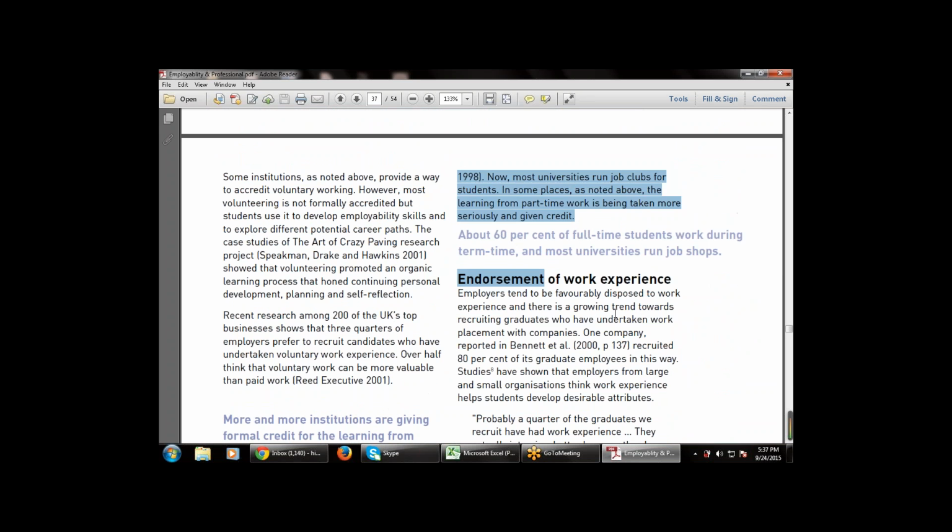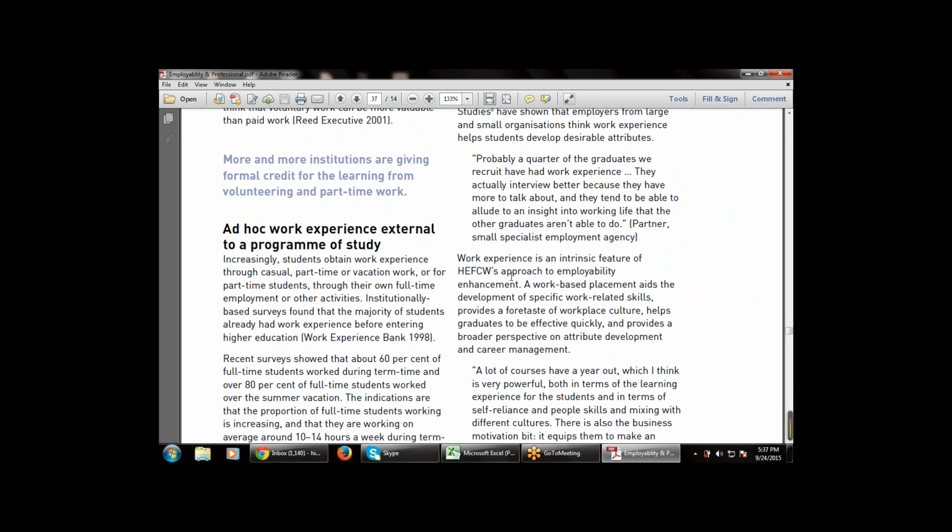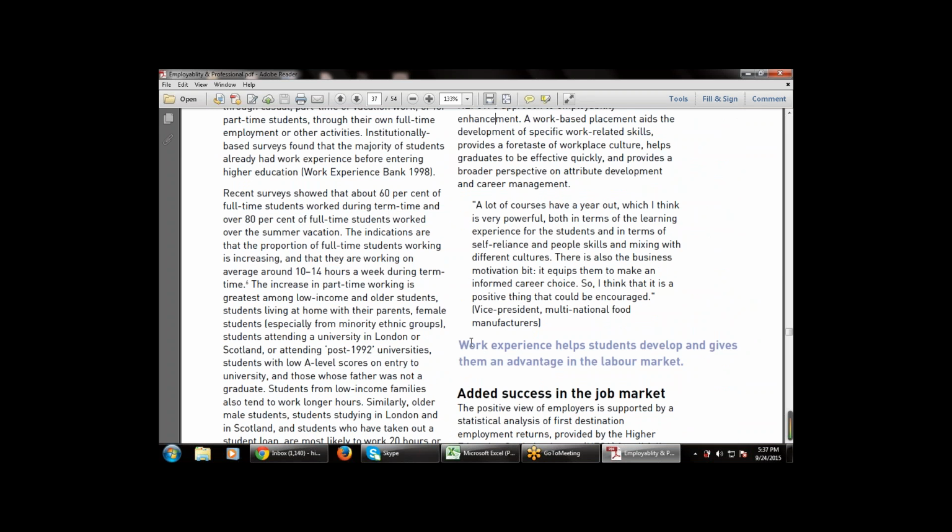The next is the endorsement of work experience, what the endorsement of work experience is and how to maintain it. Work experience is an intrinsic feature of the HEFCW approach to employability enhancement. Work experience helps the student develop and gives them an advantage in the labor market.